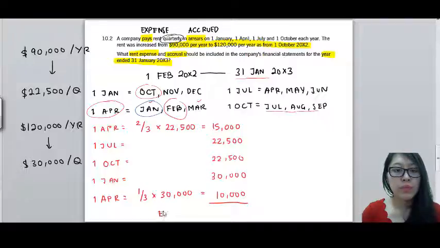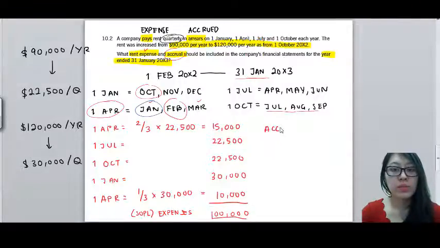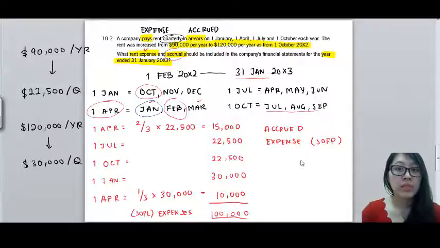So in total, my expenses in my statement of profit or loss will be $100,000. Okay, so we found the rent expense. We still need to find the accrual. How much is our accrued expense? Which will then be recognized in our SOFP as a liability. So current liability.